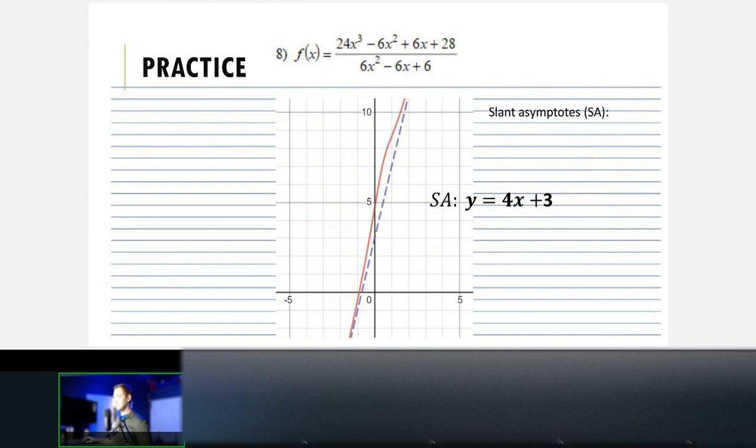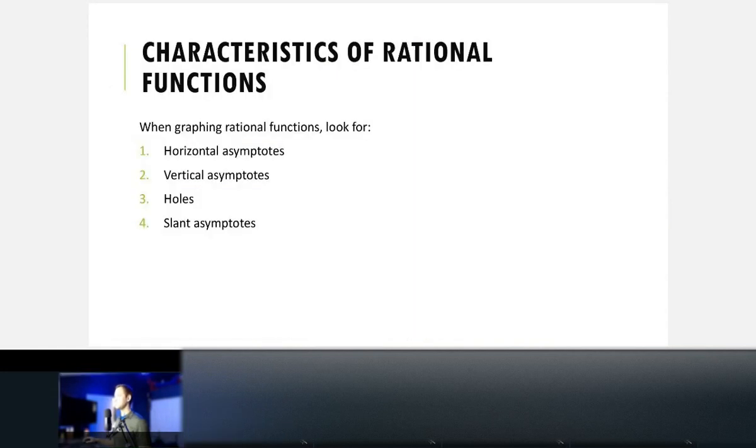So let's go on to the second half, which is holes. And by the way, this one is graphed, and the slant asymptote we said was y equals 4x plus 3, and we can see the graph just hovers to the right of it, right? It's pretty good. Okay, so after we're done today, you should know how to find the HA, the VA, the SAs, and we're going to go over holes right now. Holes are cool.